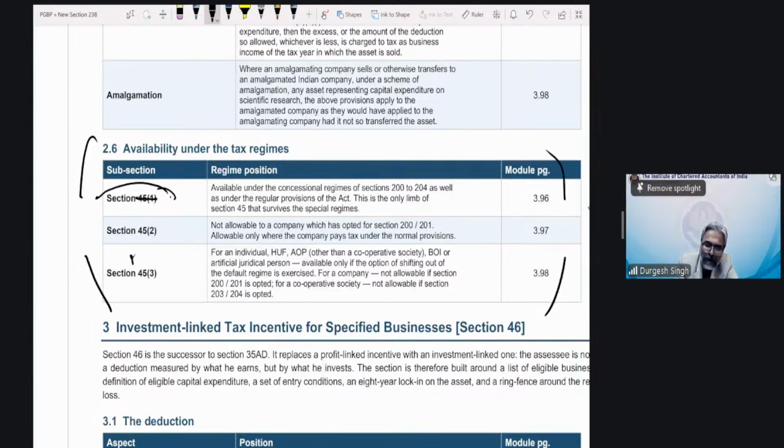45.2, students, they will not ask you. 45.2, technically speaking, right now, students, I must tell you one thing about 45.2. 45.2 now is only academic right now. Nobody goes in 45.2. Everyone is in 45.1 only. People used to go in 45.2 in those particular years, which I'm talking about, when 45.2 used to enjoy 200%, 150% of the deduction, when there was a weighted average deduction. That was the difference between 45.1 and 45.2.